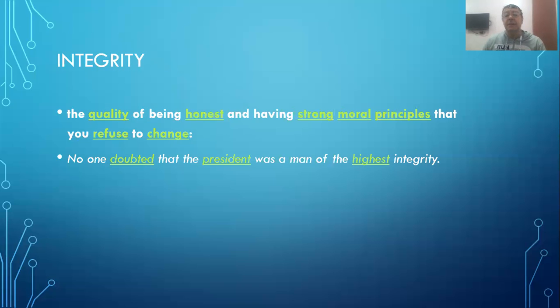Okay. So integrity could mean honesty, strong moral principles. You can say he is a man of integrity, she is a woman of integrity, and so on. So integrity, the part of speech is a noun, and the meaning is honesty and having strong moral principles.